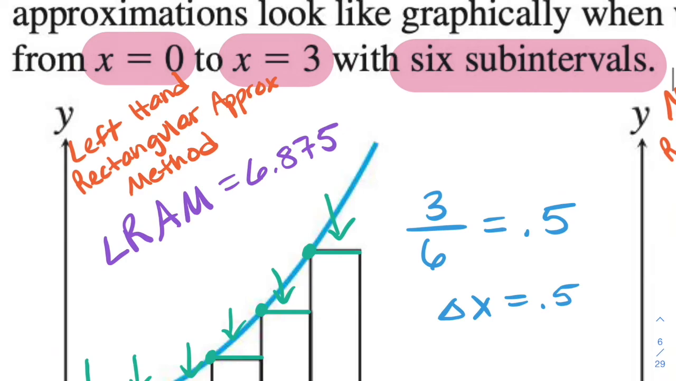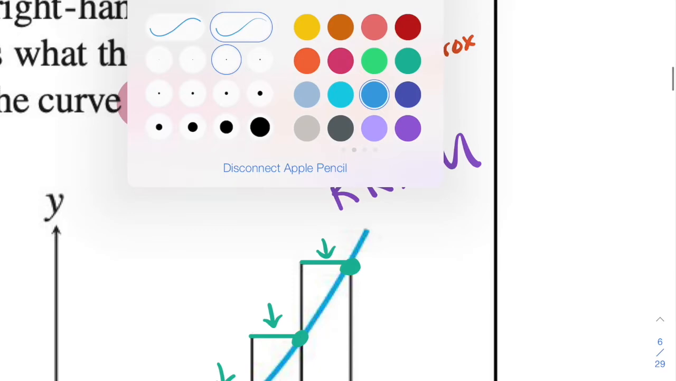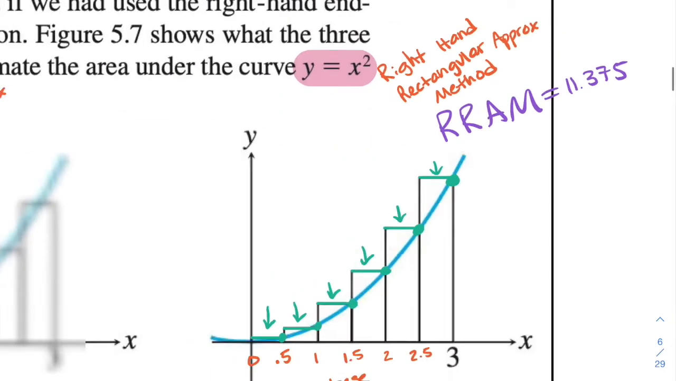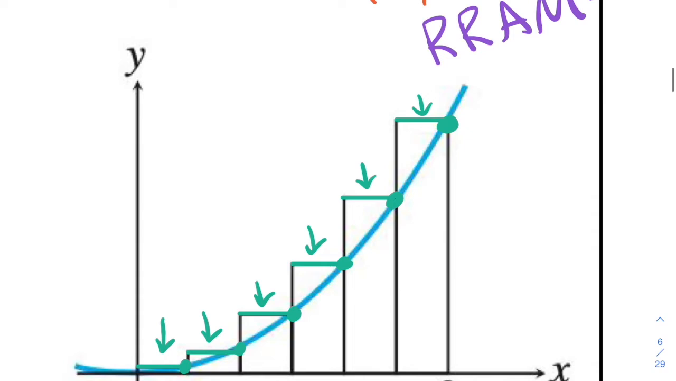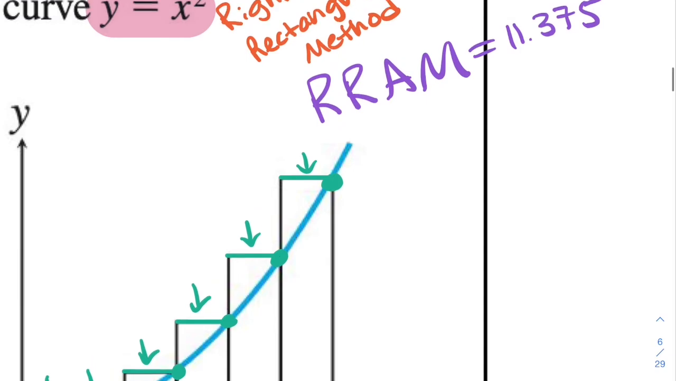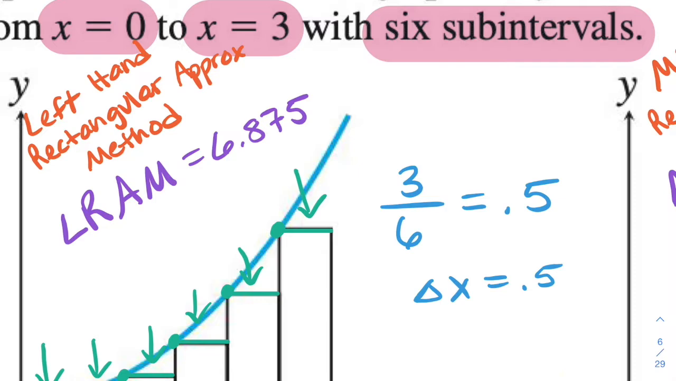Notice how different it is from 6.875. It's a lot more. 11.375. Okay, this is definitely a lot more. Notice it's an overestimate. We have all this extra, all that extra, and then you can't even see it, but we overestimated that little portion that never hit the curve there. So this is an overestimate. This one is an underestimate.